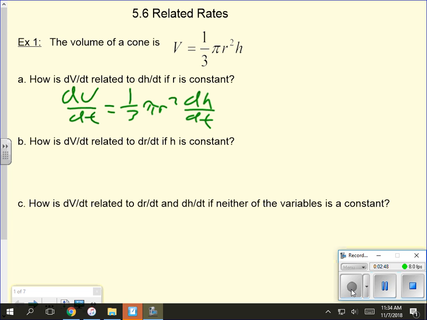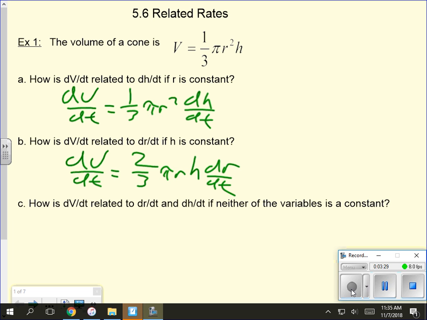Okay. How is dV/dt related to dr/dt, if h is a constant, if h doesn't change? So the derivative of volume with respect to time, dV/dt, is equal to 1/3 pi r squared h. If h is a constant, it doesn't change, but the derivative of r squared, bring down the 2, so I have 2/3 pi r h dr/dt. That's if h is constant, if the height does not change, but the radius does.